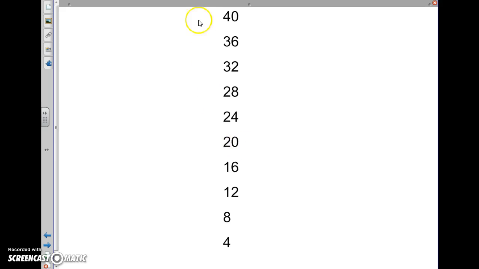So the 5th multiple is 20, and the 10th multiple is 40. What can you say about the relationship of these two multiples of 4? Hopefully you see that the 10th multiple, 40, is twice as much as the 5th multiple, which is 20. And that makes sense, right? Because 10 is twice as much as 5, so the 10th multiple is going to be twice as much as the 5th multiple.